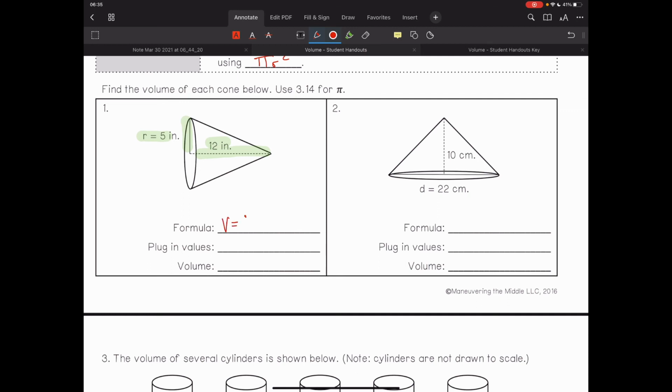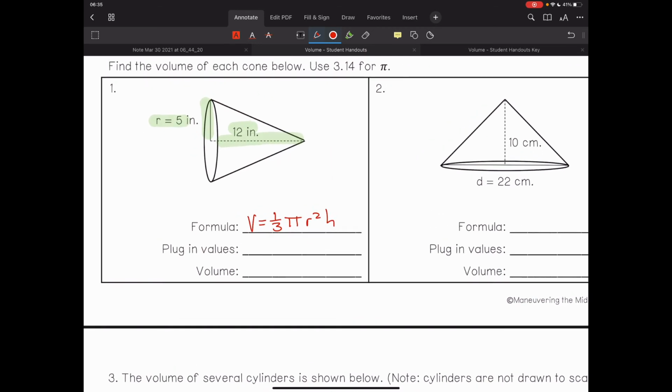Our formula is V equals 1/3 pi r squared h. So it's the same formula as that of the cylinder, but with the 1/3. We're going to do what we did before. We're going to substitute the values that we know into the variables. So we don't know the volume. We're going to use 3.14 for pi, so times 3.14 times 5 squared times 12.